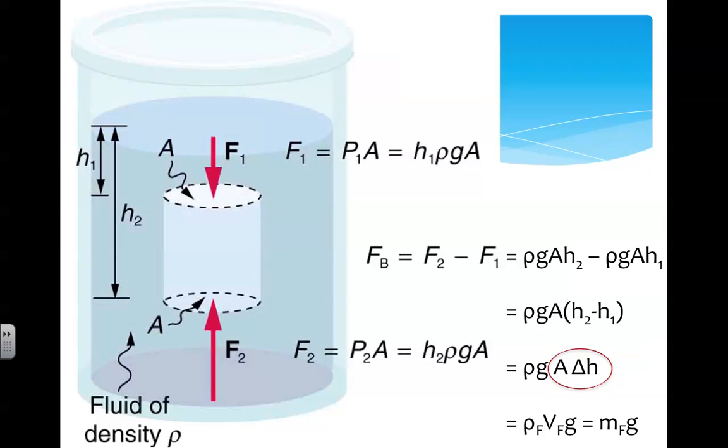We find that the buoyant force is equal to rho_f V_f g, where rho_f is the density of the fluid, that's why we have the subscript f, and V_f is the volume of the fluid displaced, again why we have the subscript f, times g. Now we can combine density times volume, because density times volume is mass, and this is the mass of the fluid. So we find that the buoyant force is equal to the weight of the fluid displaced.